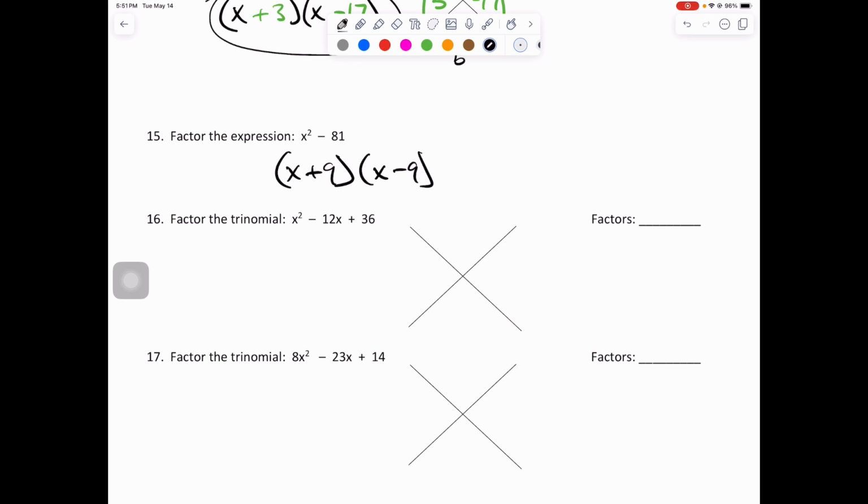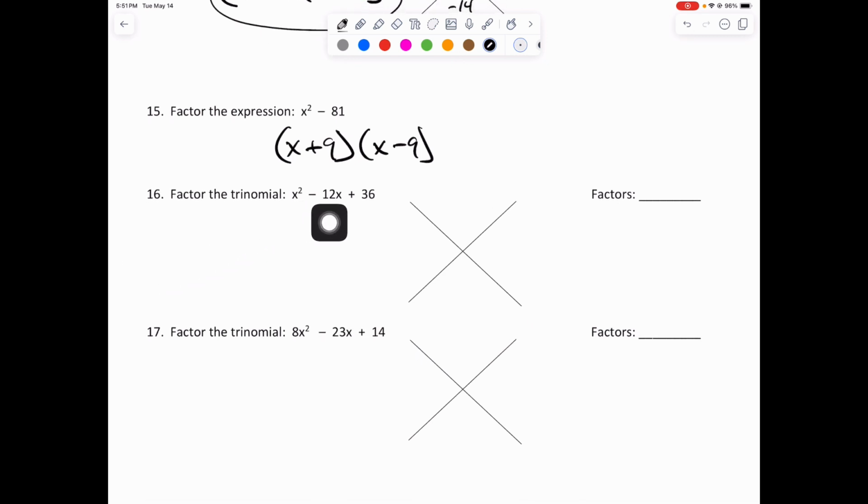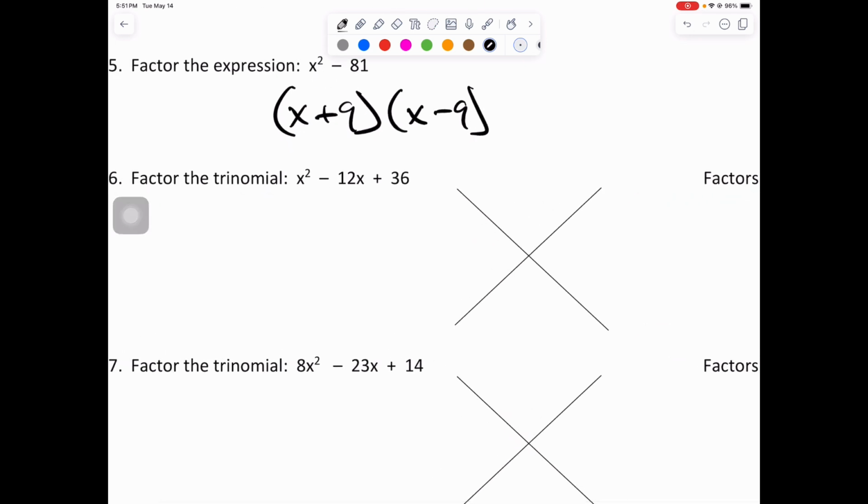All right, and factor the trinomial x squared minus 12x plus 36. We will factor that out again. We can label the a, b, and c. Our a, our b, and our c. We always know up top it goes a times c. On the bottom is our b.